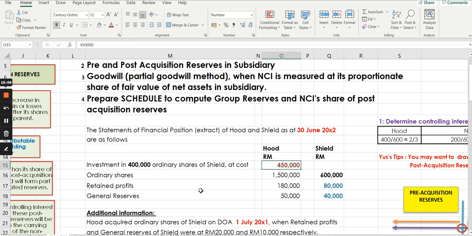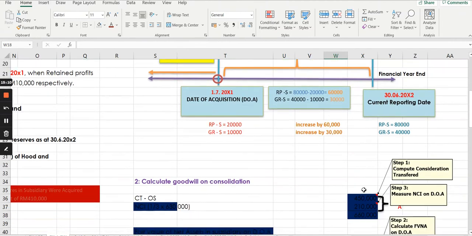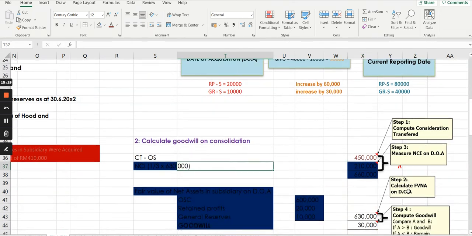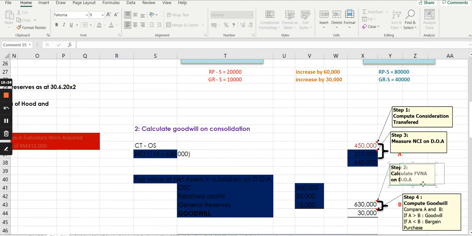Okay, 450,000. And that 450,000 is the one that will be shown here, meaning in the working section. 450,000. The next one, step 2, you can see here, step 1, step 2, you have the step here that I put here for you.